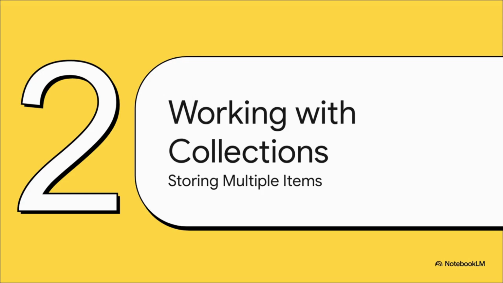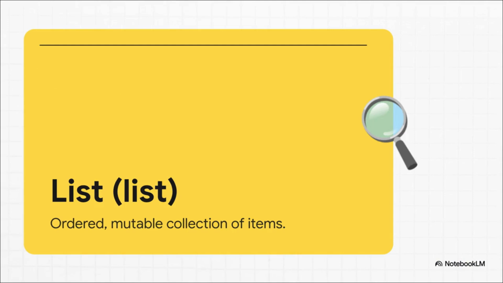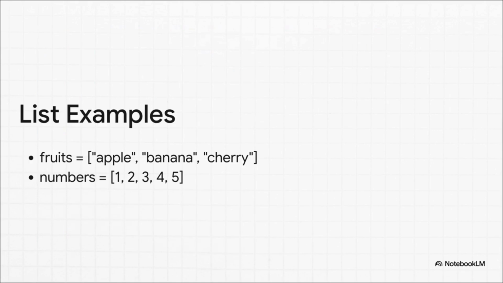Okay, so we've got variables that can hold one piece of info. But what if you want to store a whole bunch of related things together? For that, we need to look at Python's collection types. The most common collection you'll see is the list. It's a group of items that has a specific order, and this is the important part, it's mutable. That's just a fancy word meaning you can change it after you make it. You can add things, remove things. It's super flexible, which is why you see lists everywhere. You can make a list of strings, like our fruits example here, or a list of numbers. You just wrap whatever you want in these square brackets, and you've got yourself a list.